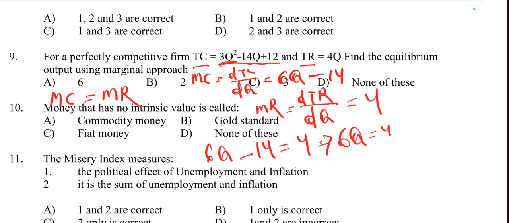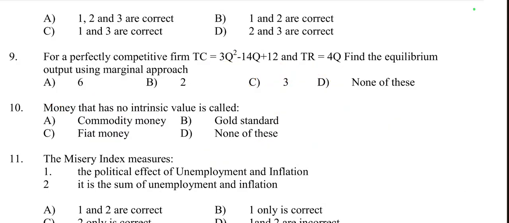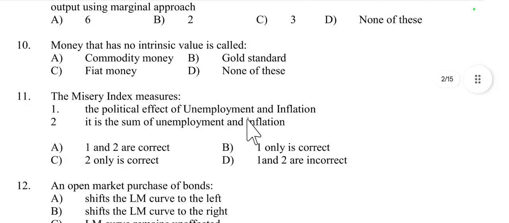6Q is equal to 4 plus 14. This implies 6Q is equal to 18. This implies Q is equal to 18 by 6, which is 3, since 6 times 3 is 18. So here the Q value is equal to 3. The question asks to find the equilibrium output, so equilibrium output or Q is equal to 3. So option C is the right option, because in option C it is given 3.